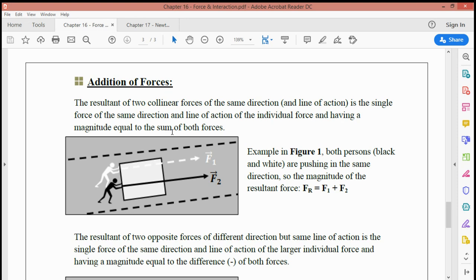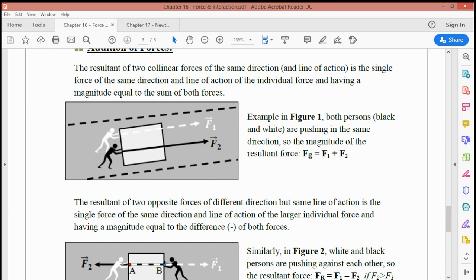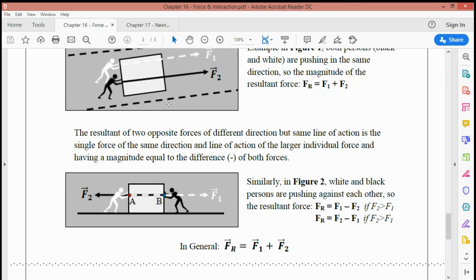The resultant force is the force that is equal to all forces. The resultant of two collinear forces having the same direction is the single force of the same direction and line of action of the individual forces, and having a magnitude equal to the sum of both forces. As you can see in this picture, the two persons are pushing the box. The resultant force is the summation of F1 and F2. So F resultant or F total is F1 plus F2. This is the magnitude relation.